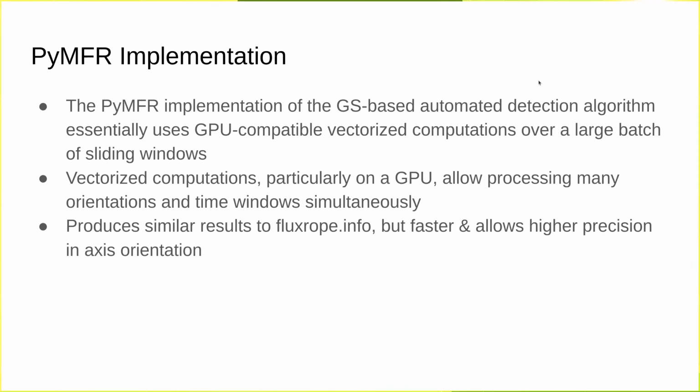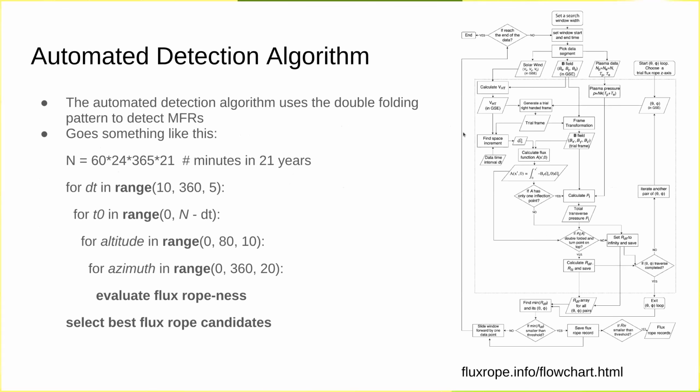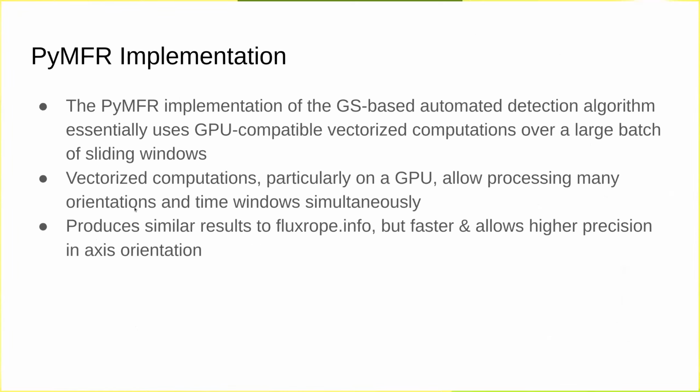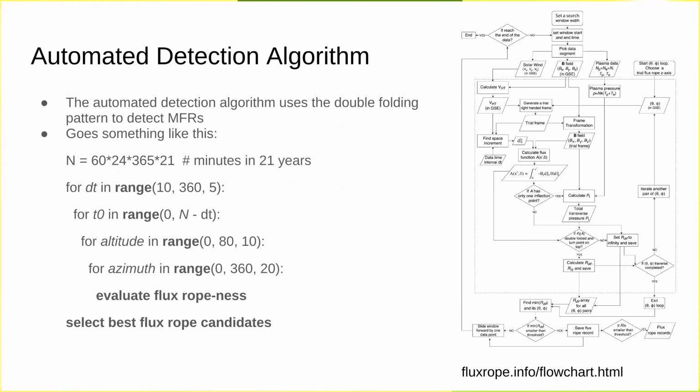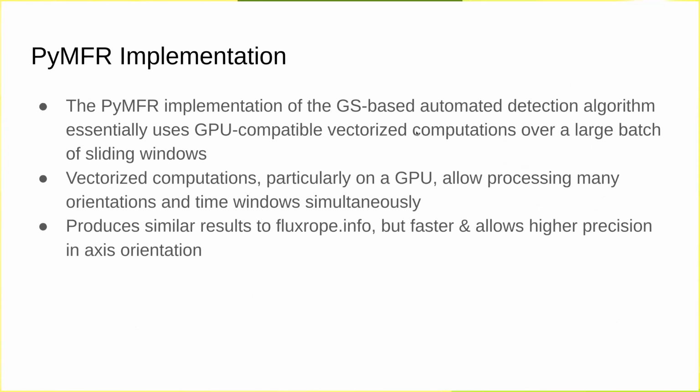So PyMFR, basically I developed it quickly at the end of the summer. I basically implemented their algorithm, but instead of using a direct implementation like this, I used vectorized array computations using PyTorch. So instead of directly doing this loop, I generate all the data that it checks inside of the loop for all the different axis orientations for a certain batch of time windows, and process them all at once using the GPU. And that way it's much faster.